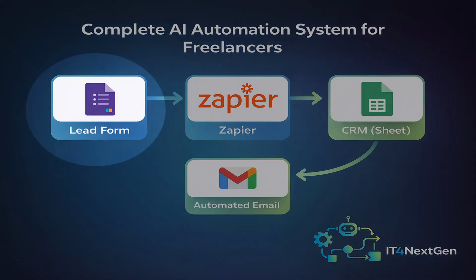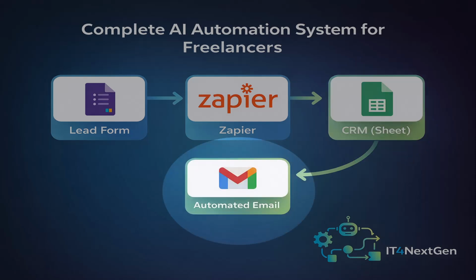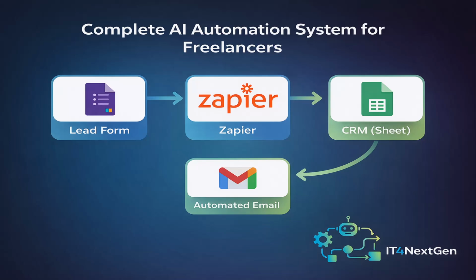When someone fills out your inquiry form, Zapier detects that submission. It then stores the client data inside your CRM structure and sends a professional email instantly. So, no manual work. This ensures you never miss a lead and every client receives a fast response. Now, let's build it.